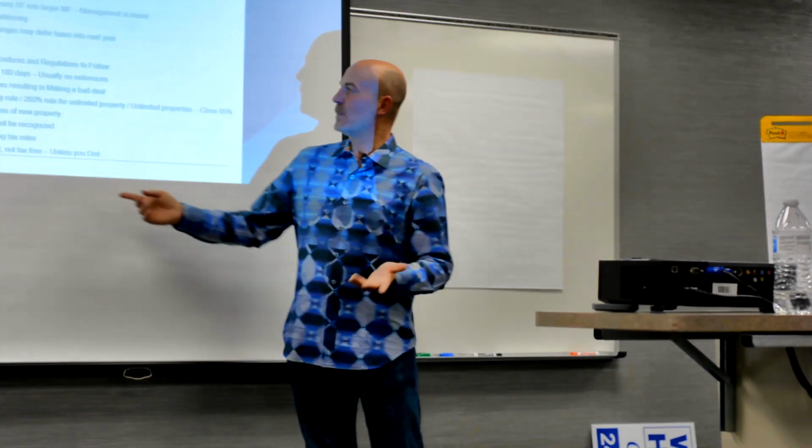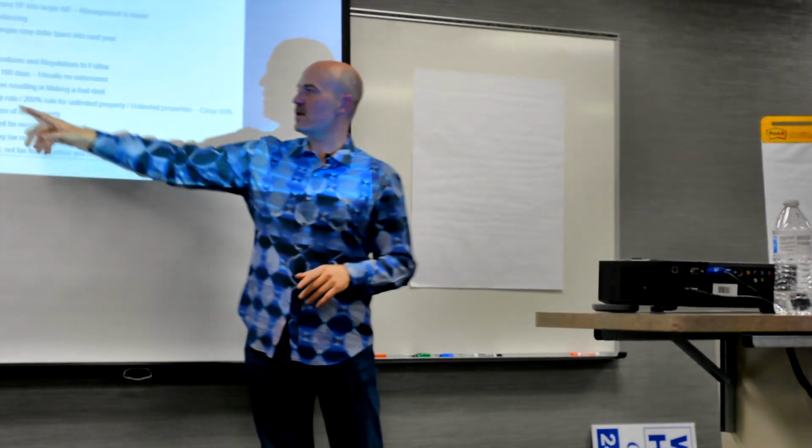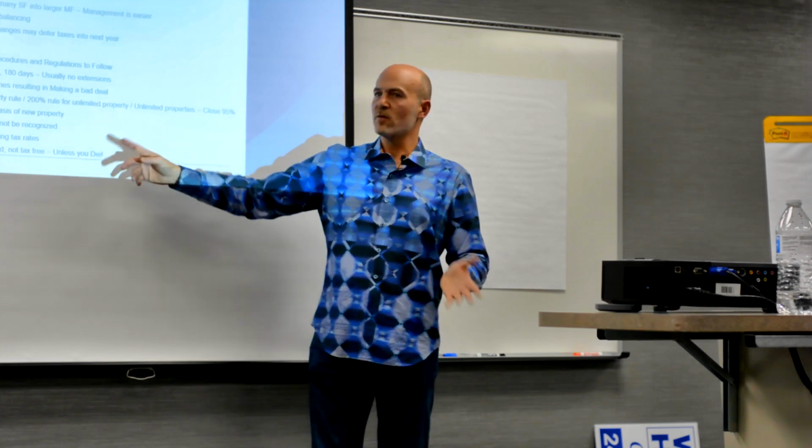So now that 45 days, there's a couple situations for the replacement property. You have a 3-property rule that I can identify up to 3 properties that I want to effectively close on. It's real easy, but now you can get into the 200% rule.